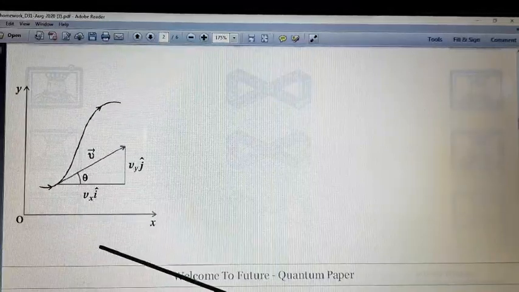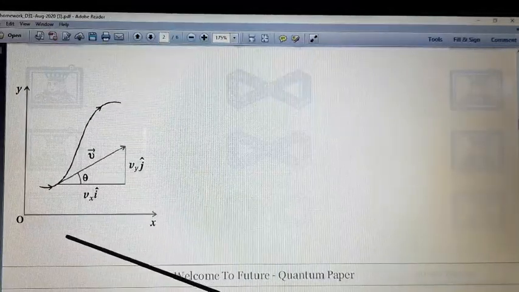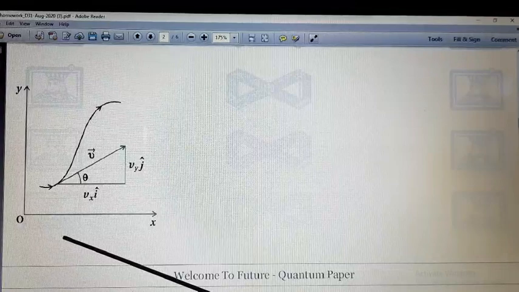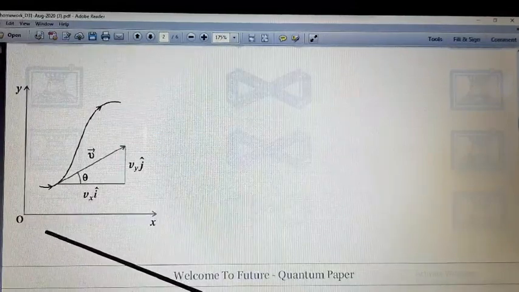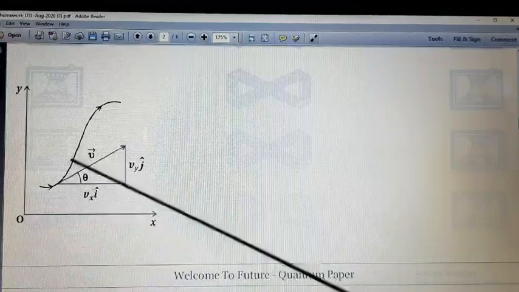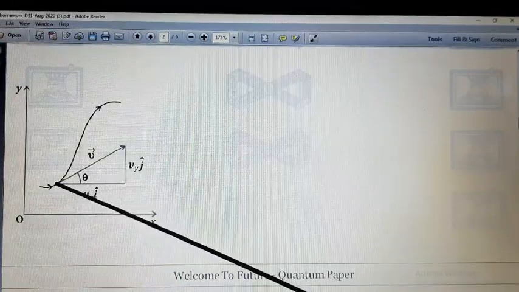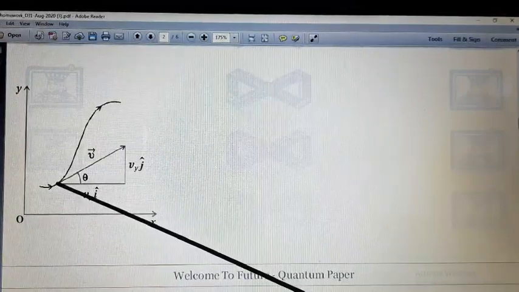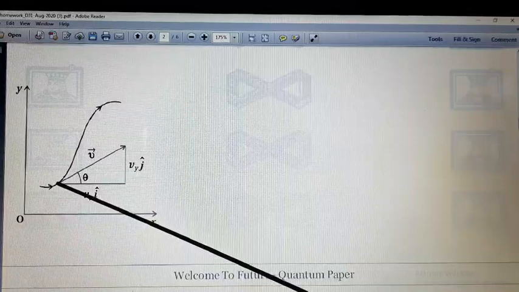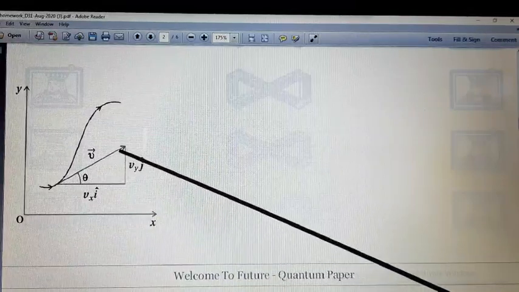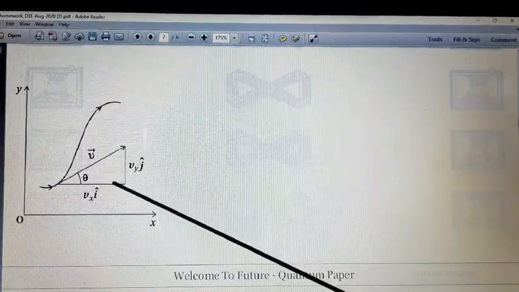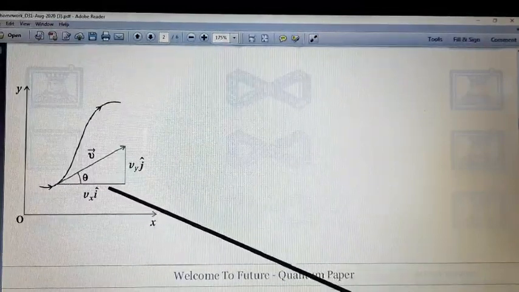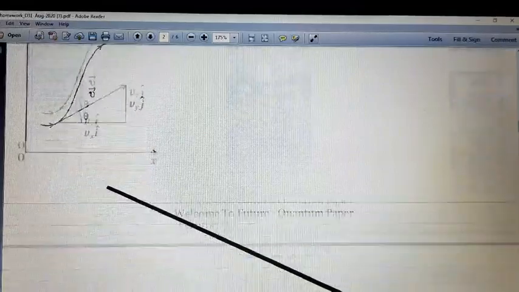Look here, in the xy plane one particle is moving and its path is curved. At that point, now we want to find its velocity. So we draw one tangent. Look here, this is the tangent, and this is the y component of velocity, and this is the x component of velocity.